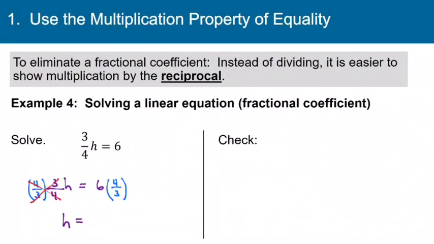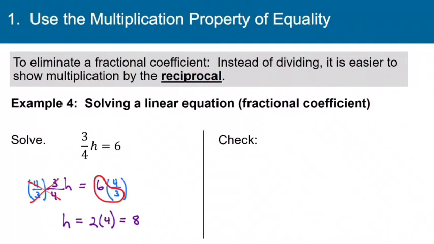And remember, I'm trying to get you to develop this habit of simplifying first. So notice that 6 divided by 3 would give us a whole number. So we're going to do that first. 6 divided by 3 would be 2. That 2 times this 4 would be 8. So we have come up with a solution of 8.